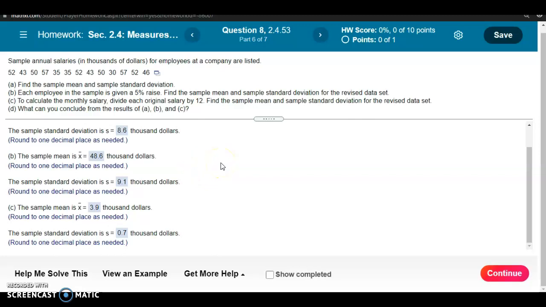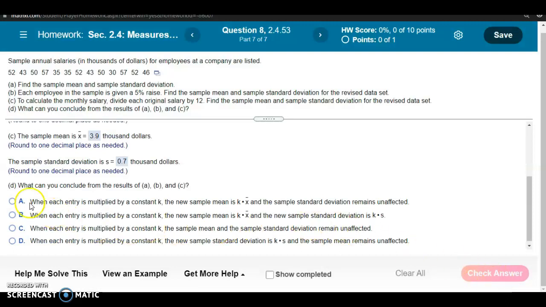Let's go ahead and finish this problem, which we started in the previous video. Okay, so there is a part D. So go ahead and click continue. Okay, and part D says, what can you conclude from the results of A, B, and C?